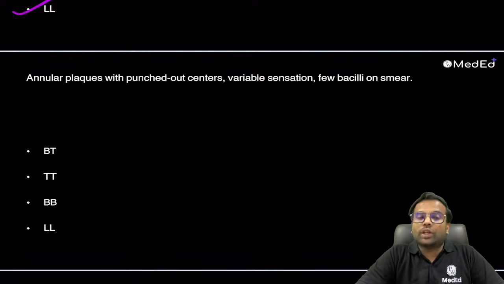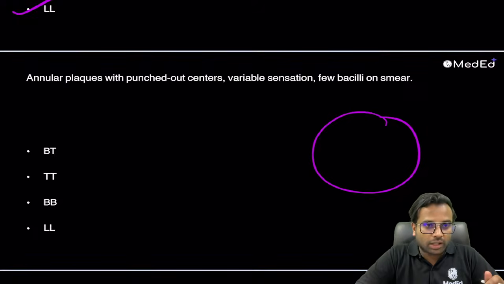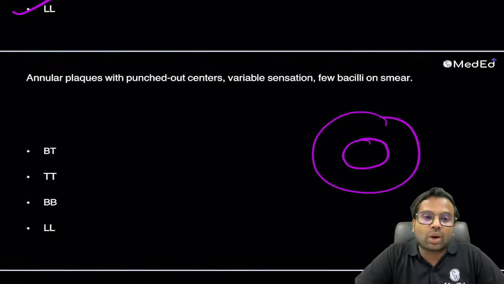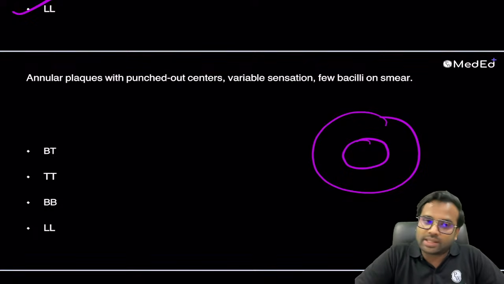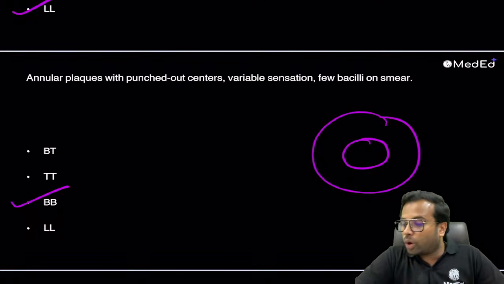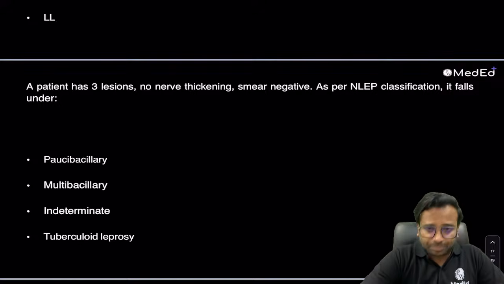annular plaques with punched out center, variable sensation, few bacilli can be seen on the smear. So where do you find annular? Annular means round colored plaque and there is a punched out center. So as a punched out center, where do you see BT, TT, BB, LL? Yes. So this is an inverted saucer appearance, or a Swiss cheese appearance, or a central punched out appearance. This can be seen in borderline type of leprosy. So now moving to the next one.